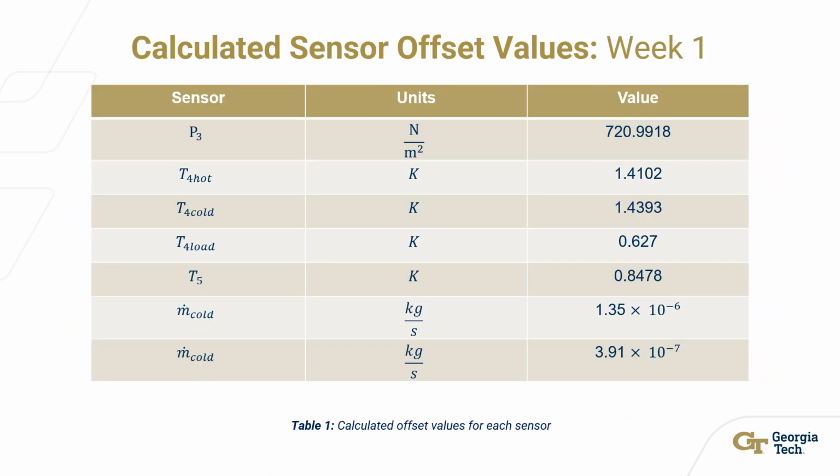Here we can see the offset values calculated before week 1 data was collected. Offset values will be compared between week 1 and week 2 to account for any possible changes in the system over that time.